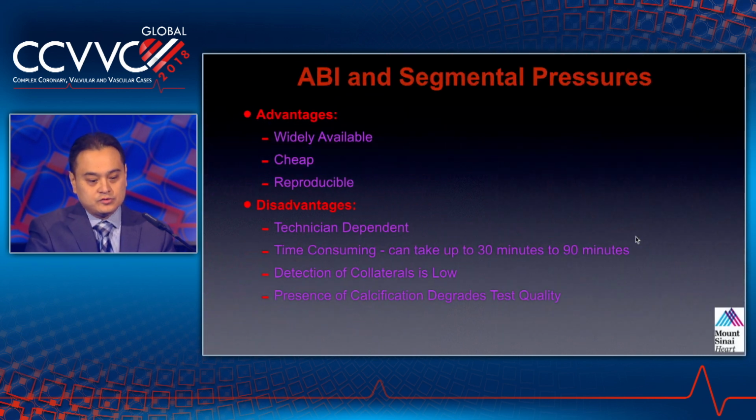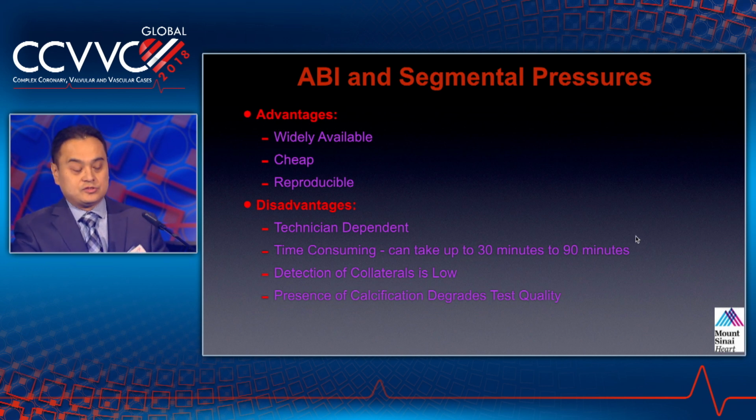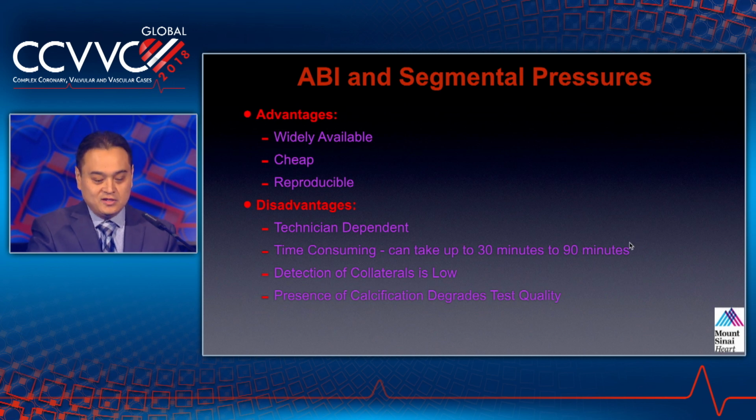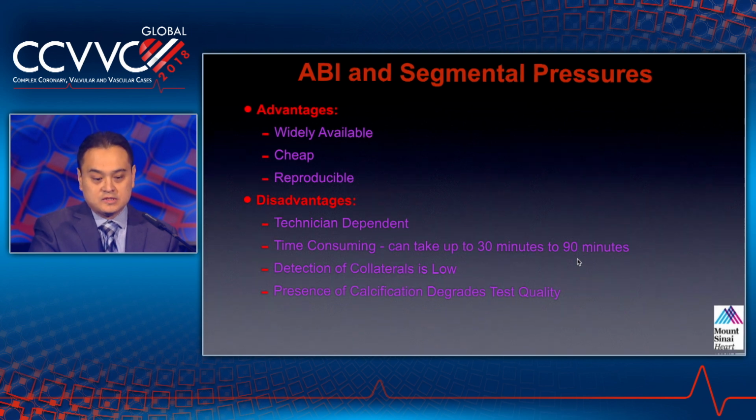ABI and segmental pressures are widely available, cheap and reproducible. Some disadvantages are technical dependency. If your technician is not that good, your results are not that good. They are time consuming, take a little longer, and detection of collateral is very low in these types of tests.